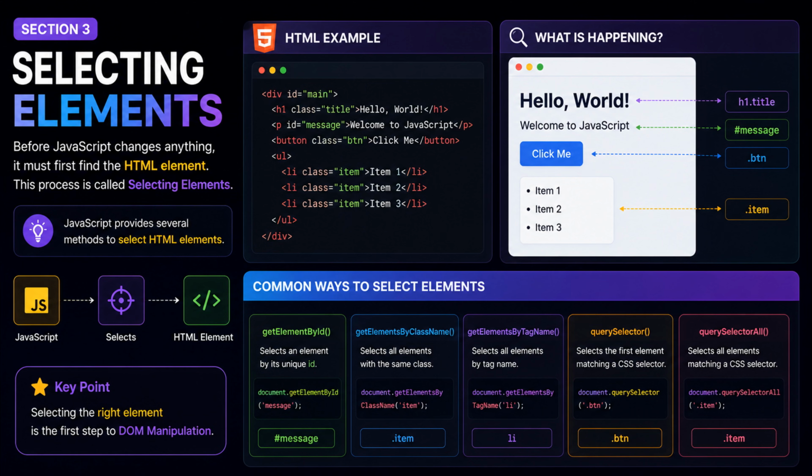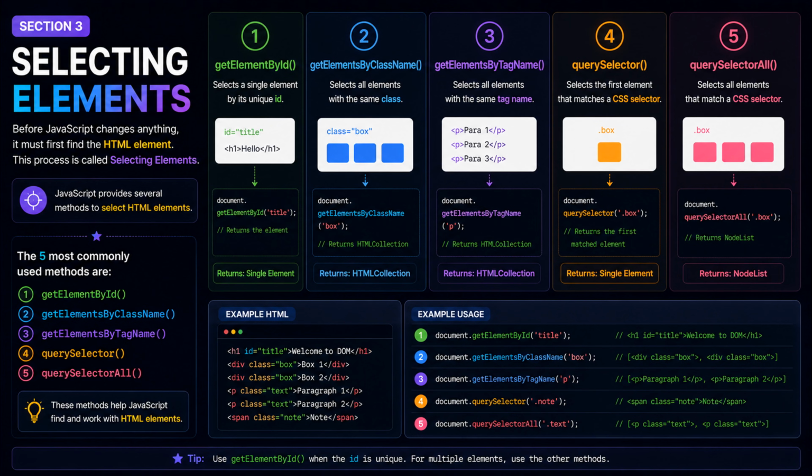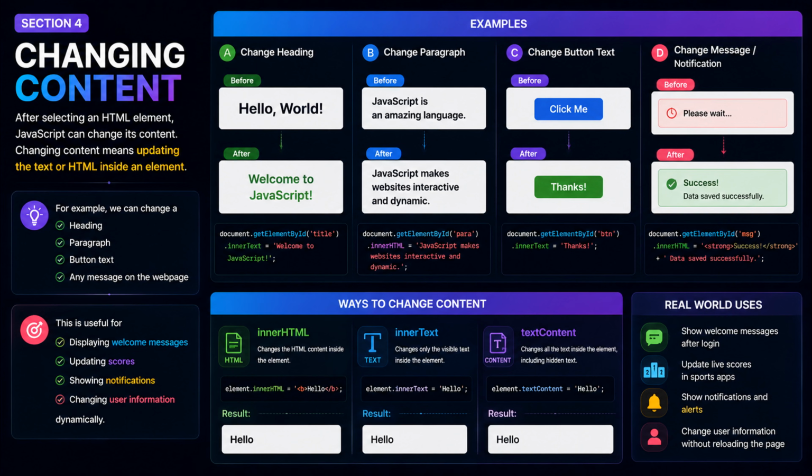Section 3. Selecting elements. Before JavaScript changes anything, it must first find the HTML element. This process is called selecting elements. JavaScript provides several methods to select HTML elements. The 5 most commonly used methods are getElementById, getElementsByClassName, getElementsByTagName, querySelector, and querySelectorAll.